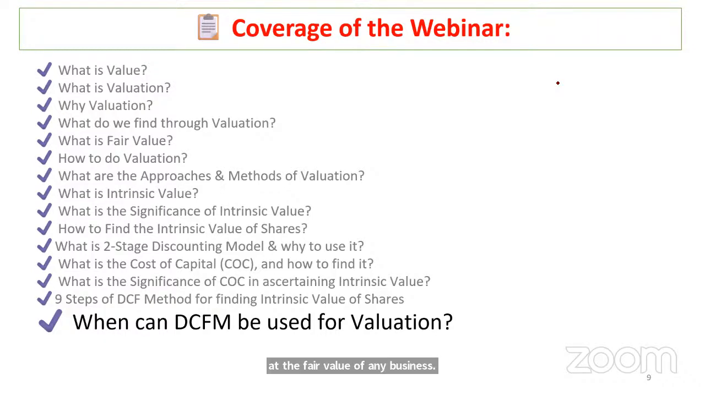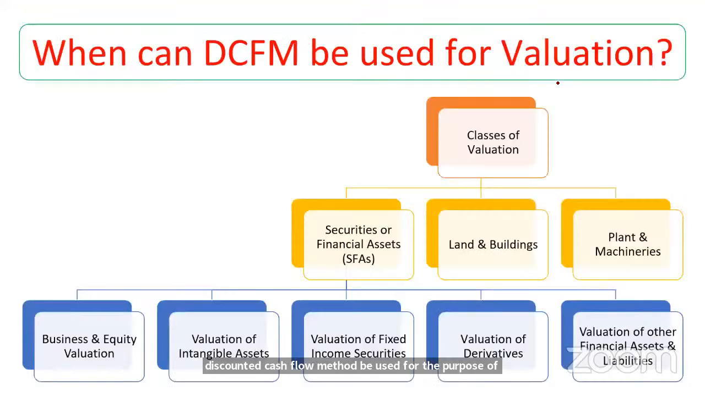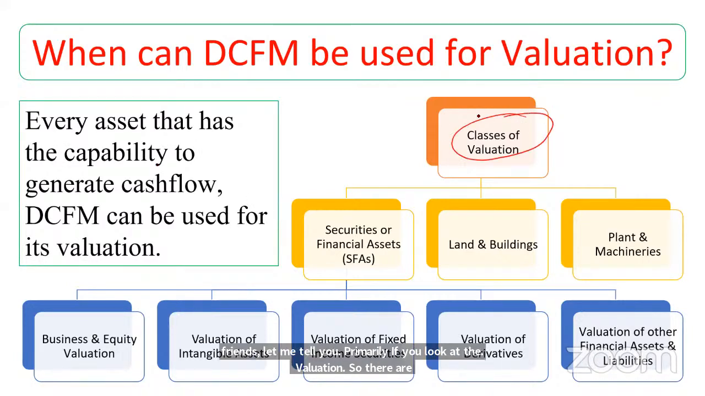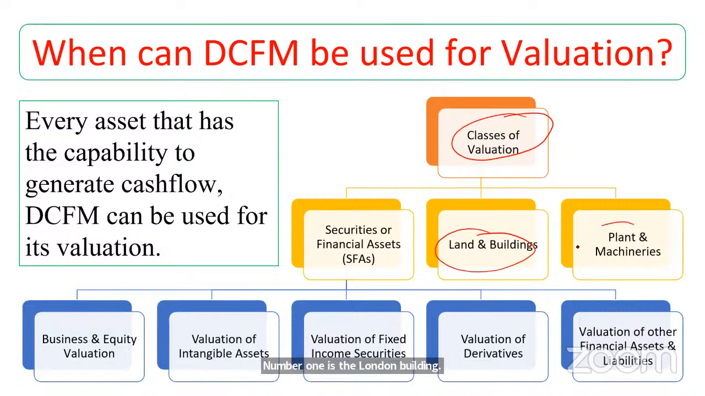A question that may be coming to your mind is, when can the discounted cash flow method be used for the purpose of valuation? Friends, let me tell you, primarily, there are three classes of assets that need to be valued. Number one is the land and building. Number two is the plant and machinery. And number three is the securities or the financial assets.